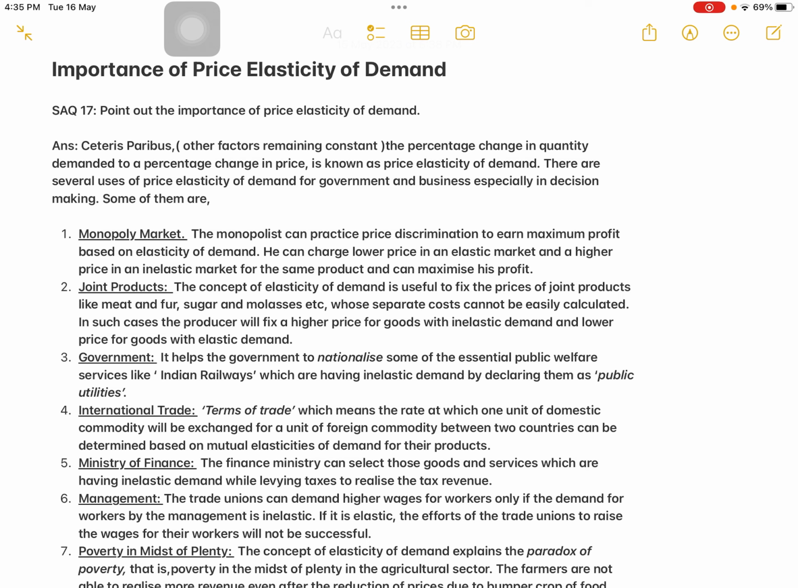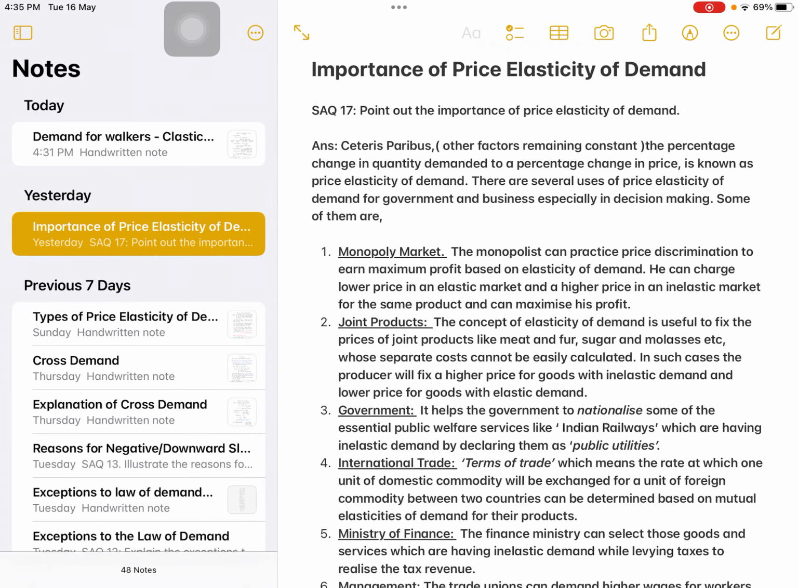The price elasticity of demand has several practical advantages to the businessman, to the government, etc. So we will check out the various uses or benefits of having the knowledge of the price elasticity of demand. As usual, first let me briefly explain the importance, then we will come back to the answer.